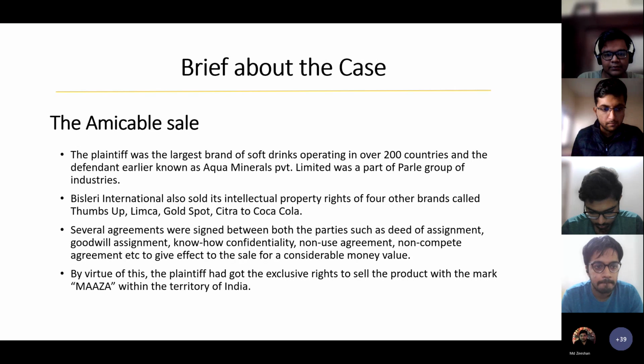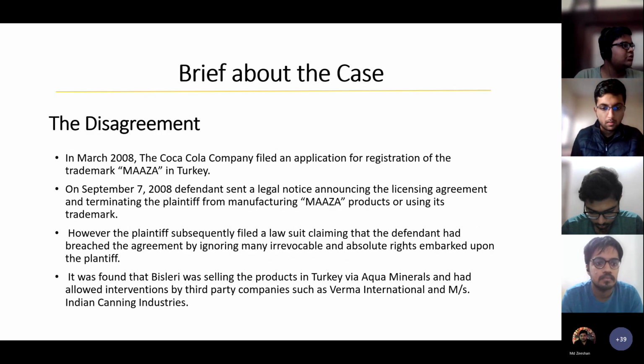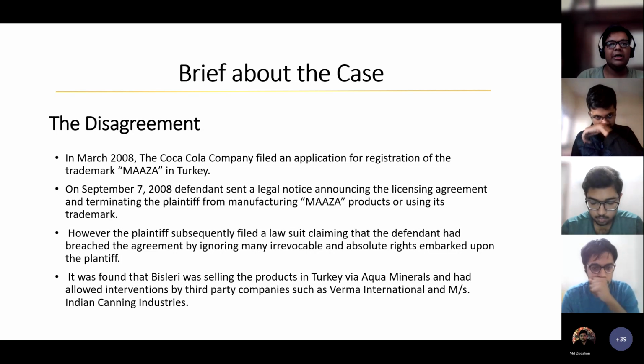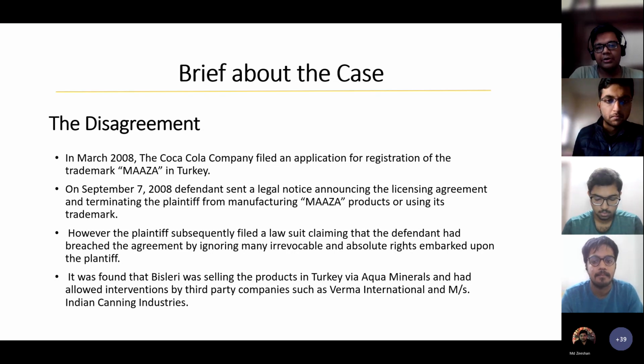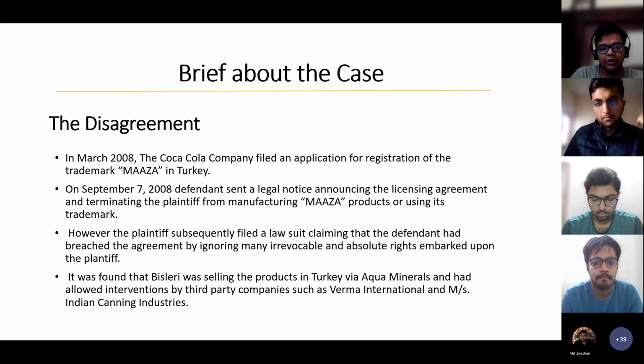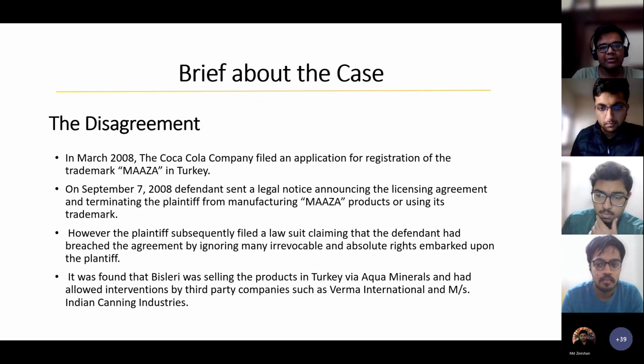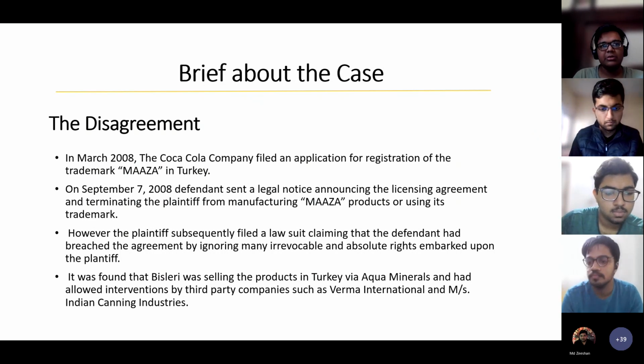Next slide. They sold the rights to sell Maza products in India. The right to sell any of the five companies' products in India went to the Coca-Cola company, but Bisleri retained the right to sell their products in other countries. But in March 2008, the Coca-Cola company filed an application for registration of the trademark Maza in Turkey, and the Bisleri company retaliated by sending a legal notice on September 7, 2008 to the Coca-Cola company.